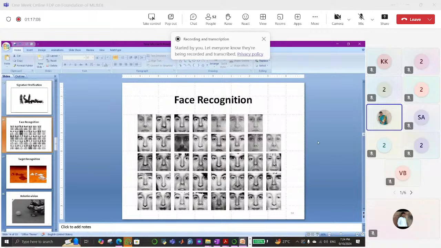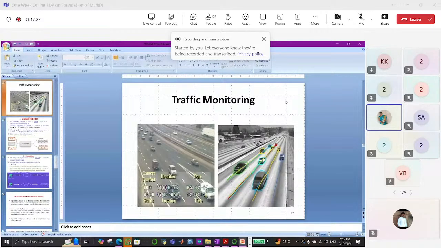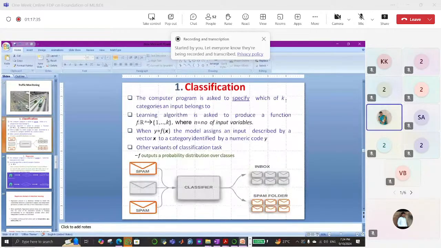The total number of images is divided into a training set and a testing set, so that we can recognize the face by using validation testing. Target recognition, robotics vision, and traffic monitoring. So these are the real-time applications. Traffic monitoring also comes under real-time applications.